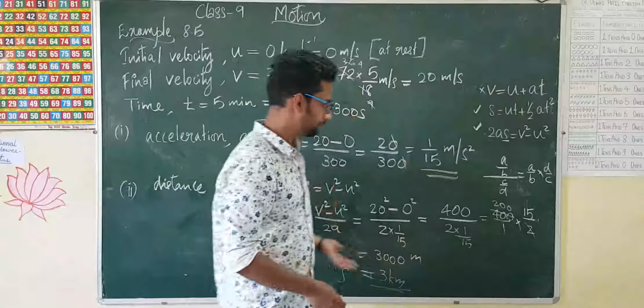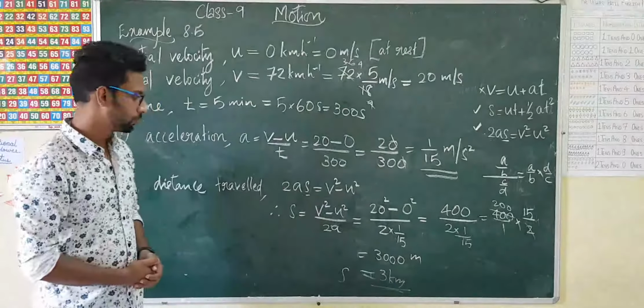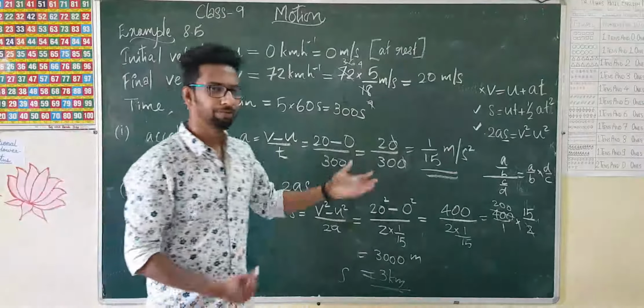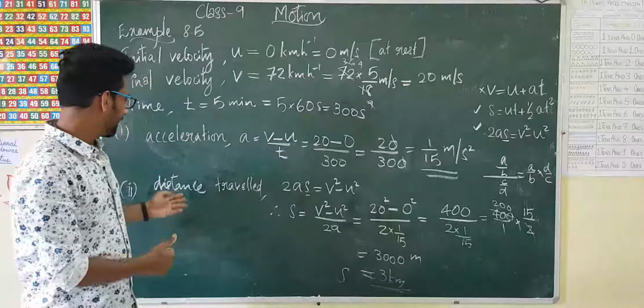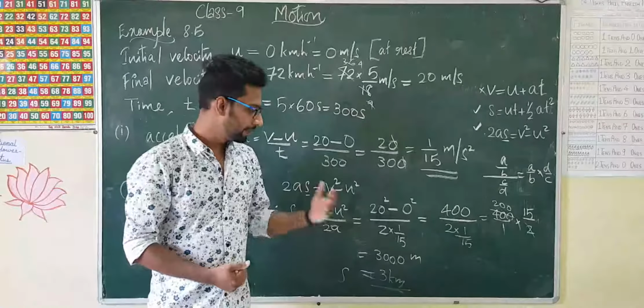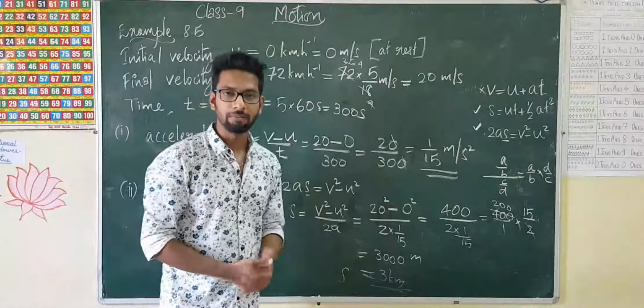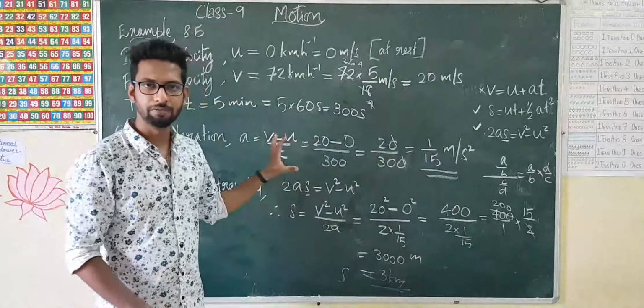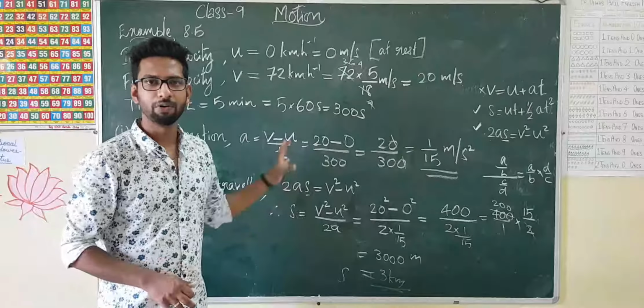So we got the answer for the first example. The acceleration of the train is 1 by 50 meter per second square, and the distance traveled by the train is 3 kilometer, or 3000 meter. So you have to solve the problem how I have solved in this video. I won't give the PDF for this one.